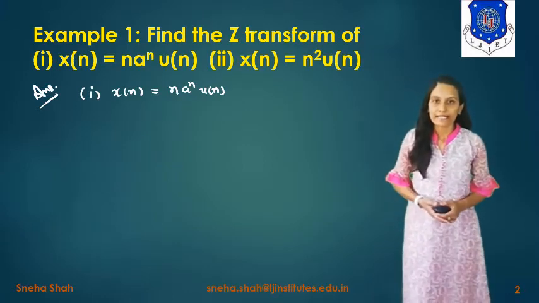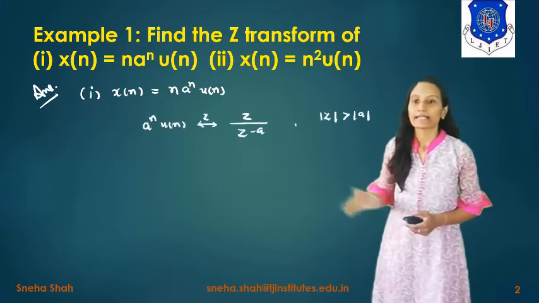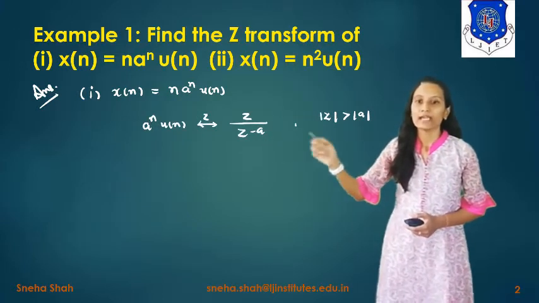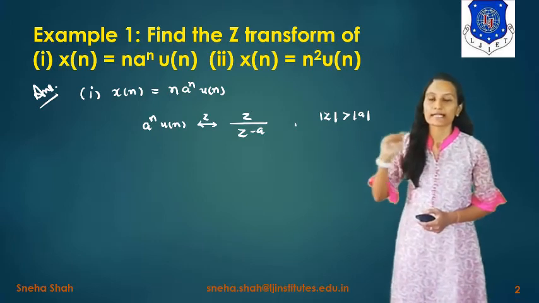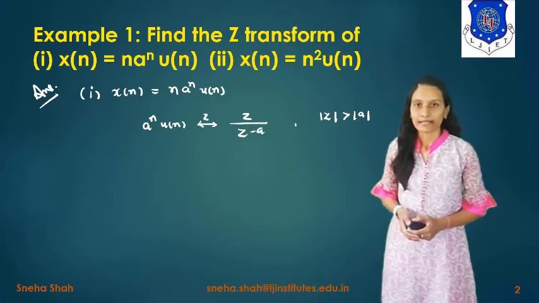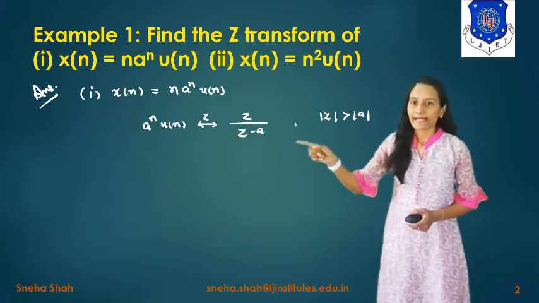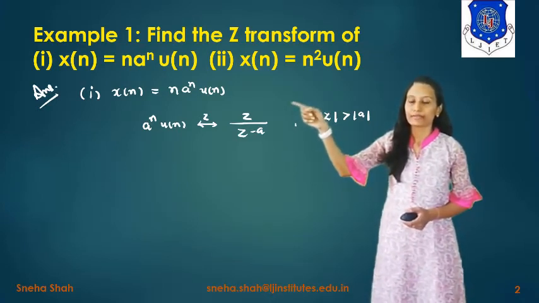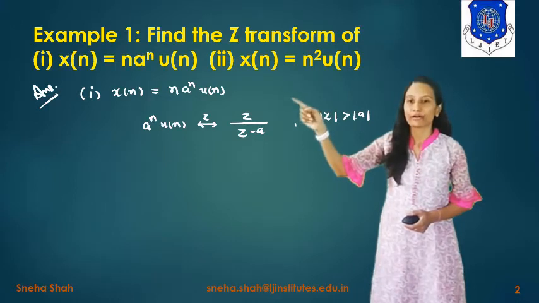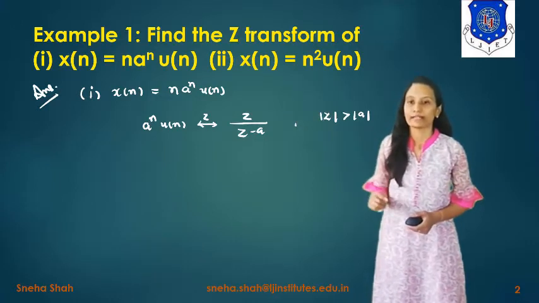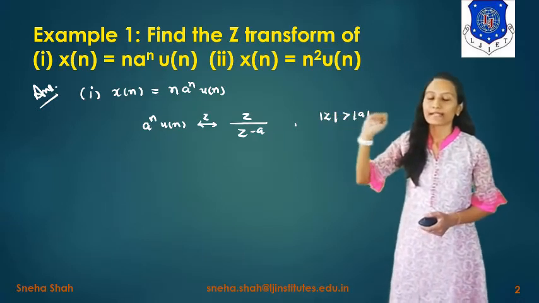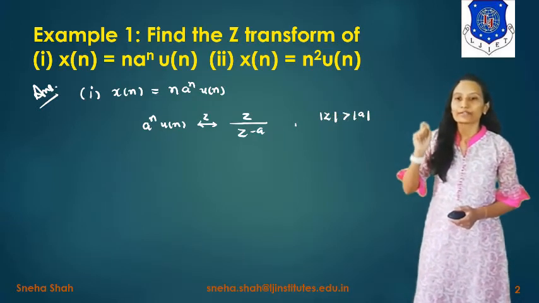As you know, the Z transform of a standard signal like a raised to n u of n is z upon z minus a, and the ROC is mod z greater than mod a. In the given example, you have to find the Z transform for n into a raised to n u of n. So for that, we just have to multiply this term with n.